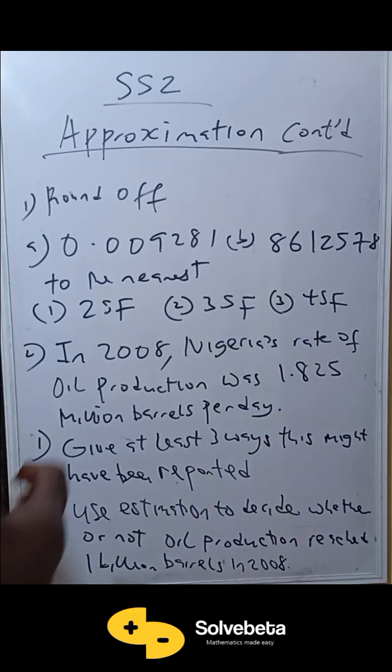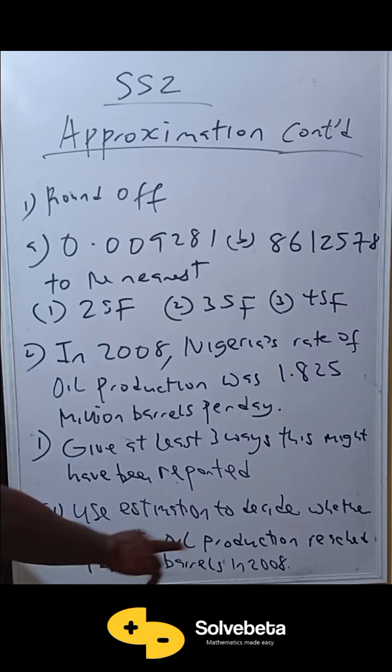Let me read it out. In 2008, Nigeria's rate of oil production was 1.825 million barrels per day. Give at least 3 ways this might have been reported. Then use estimation to decide whether or not oil production reached 1 billion barrels in 2008.